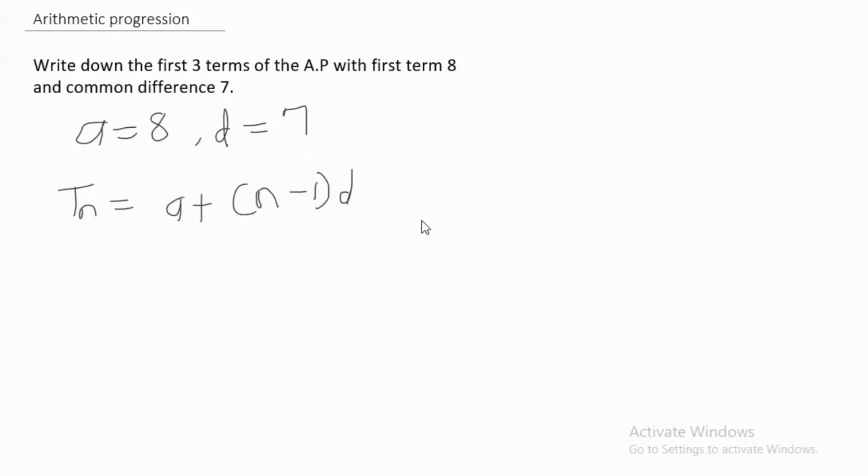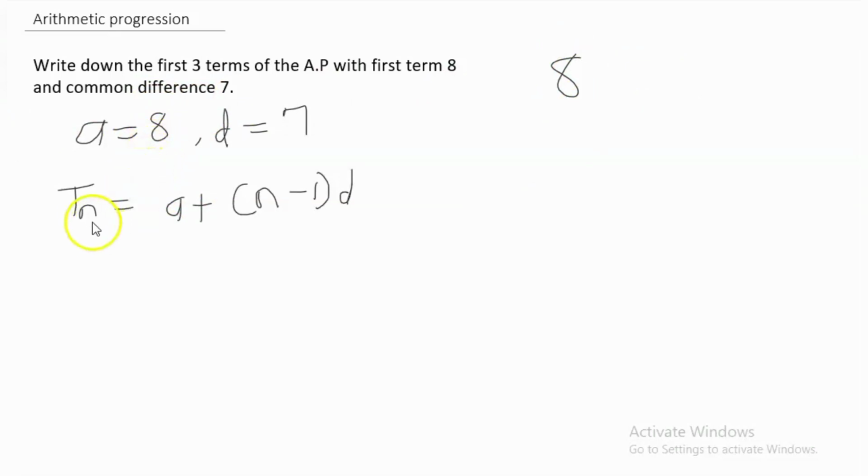Just make sure it's in your head, because we will be using this particular formula a lot when it comes to arithmetic sequences. Okay, so this is how we get the nth term. So to answer our question, it says we should write down the first 3 terms. So it means if we want to find the first term, well, a is our first term, so we already have that. So we just write 8. Okay, so we don't have to solve for that.